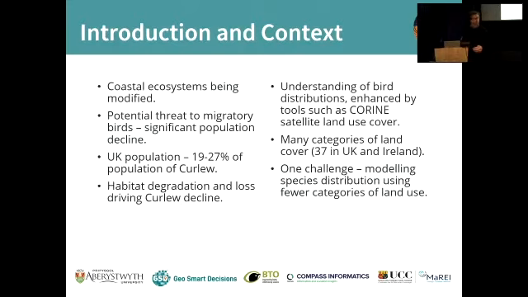So what I'm going to present is a piece of work starting from the national scale, where we look at Earth observation data, particularly Corine, for different land cover use, and then Paul will bring it down to a more focused site-specific level. One of the challenges is that when we look at the data from Corine, within the UK and Ireland, there are 37 different land cover types, which is quite a lot in a model. So one of the challenges I'll address is how we reduce that to a smaller set.